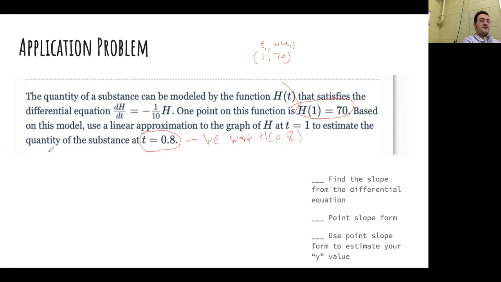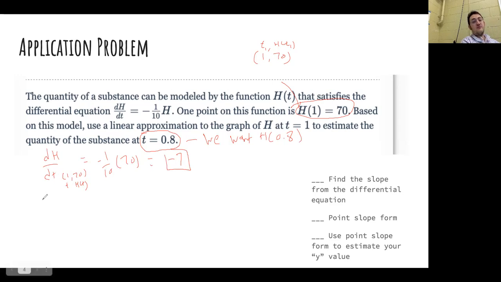All right, like before, I'm going to find my slope. So that's the first step. So dh/dt of 1, 70. Now notice here I have t and I have h of t. Notice there is not t in my formula, there's just h. So I'm just going to plug in the value of h, which is 70. And my slope is going to be -7.